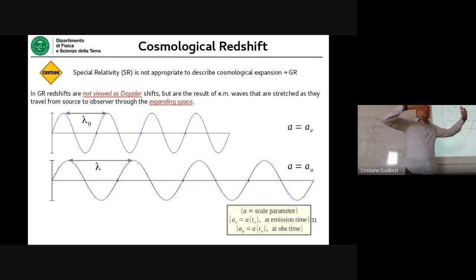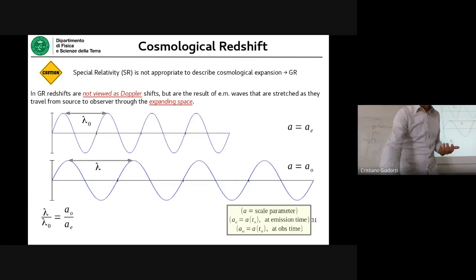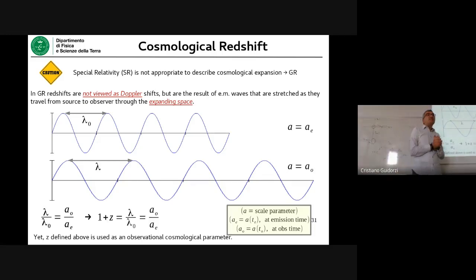Because of the expansion of the universe, the two scale parameters are different. And in particular, their ratio is exactly the ratio of the two wavelengths. So the red shift that we observe is a measure of the distance, because this ratio, lambda over lambda 0, is nothing but the ratio of the two scale parameters. And indeed, you can call it 1 plus z. And this is the cosmological redshift. Okay?